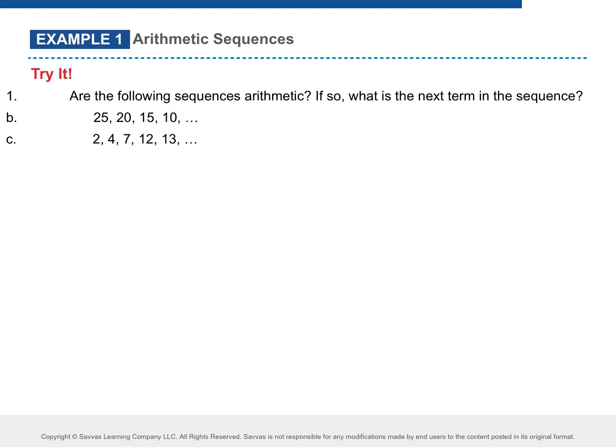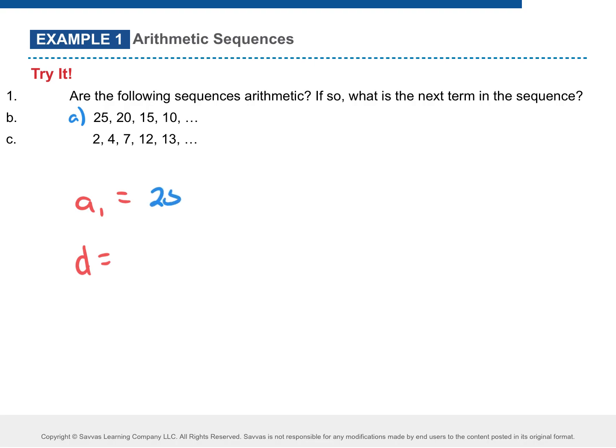I want you to do the same thing on example 1A. Tell me what my A1 is and what D is. Go ahead and try B also. On A, first of all, what's A1? 25.